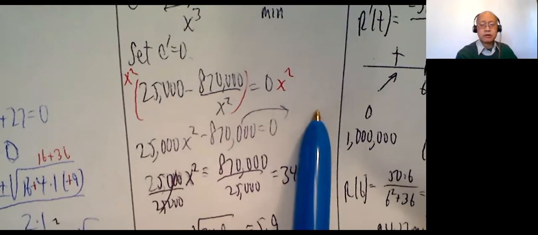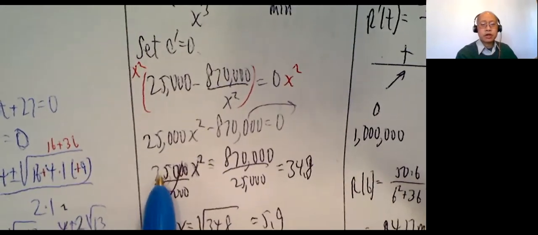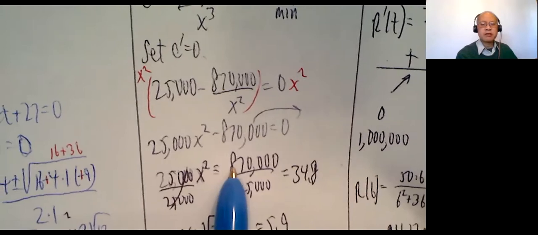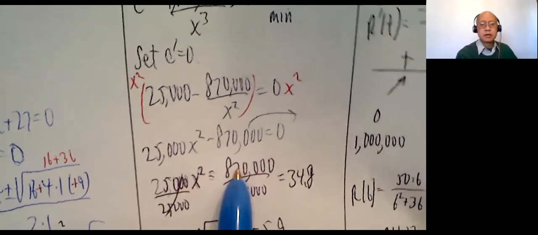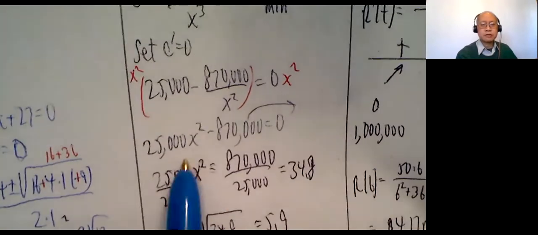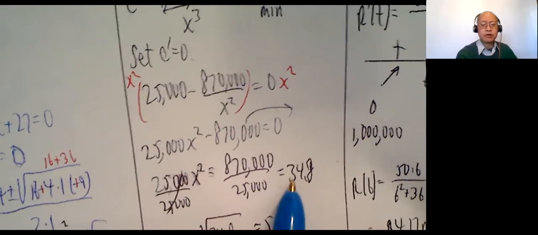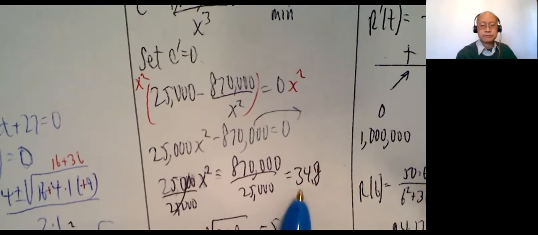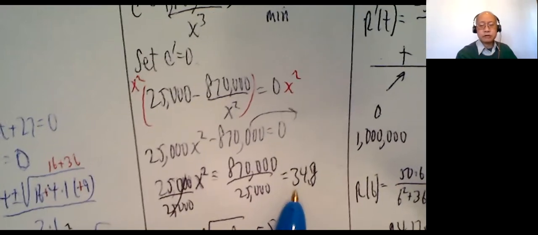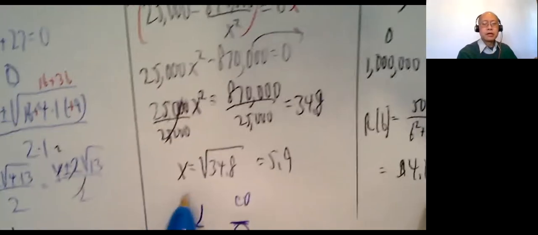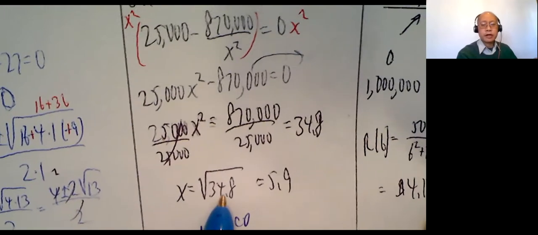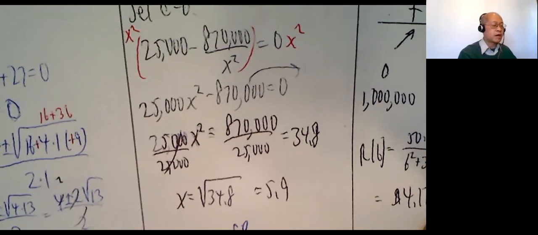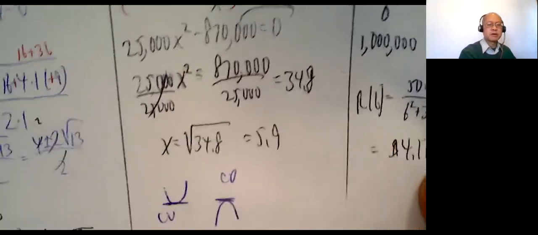Okay, move that over. 25,000 x squared equals 870,000. Divide both sides by 25,000. I get about 34.8. That's x squared. Take the square root. So x is the square root of 34.8, and that comes out to be about 5.9. So the answer is 5.9, reduction level.